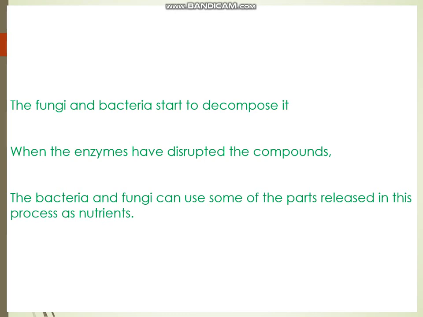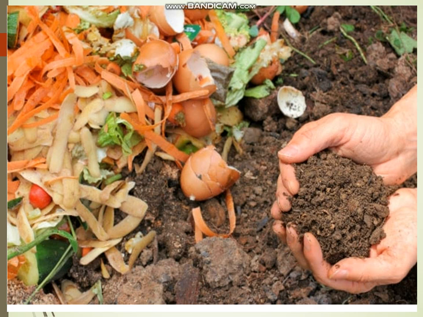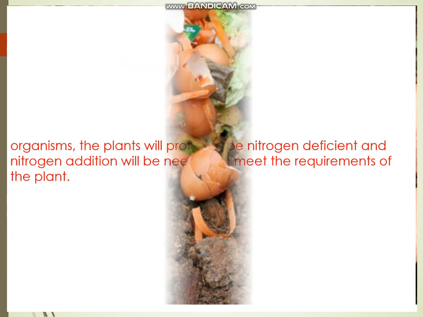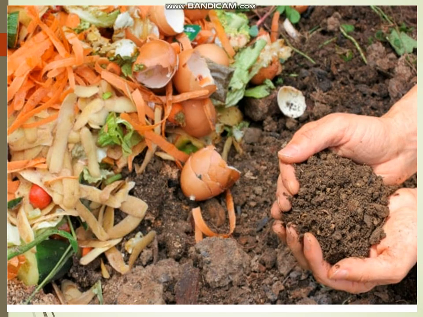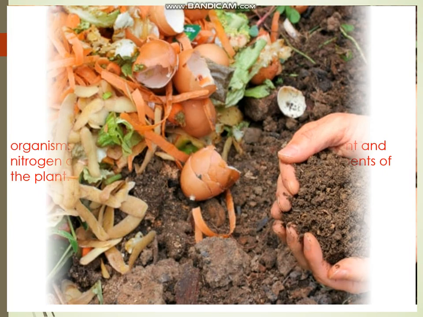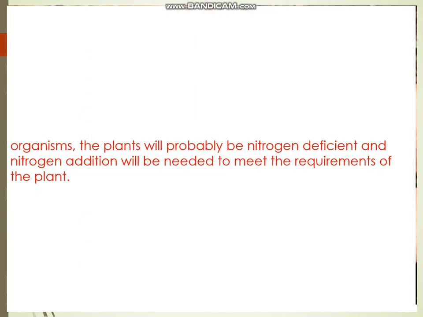The microorganisms can access nitrogen in soil more easily than plants can, so the plants sometimes miss out. This means that if there is not enough nitrogen for all the organisms, the plants will probably be nitrogen deficient and nitrogen addition will be needed to meet the requirement of the plant.